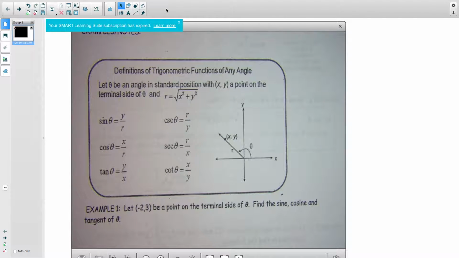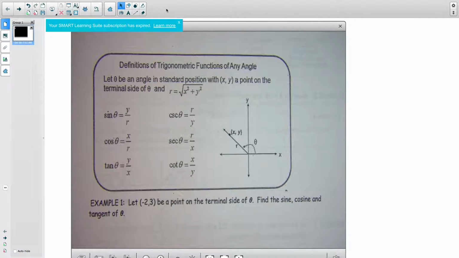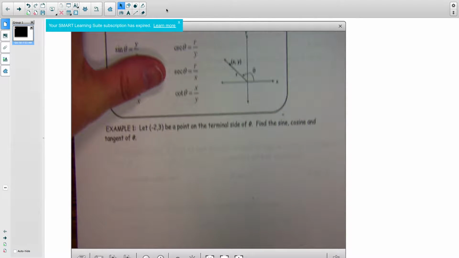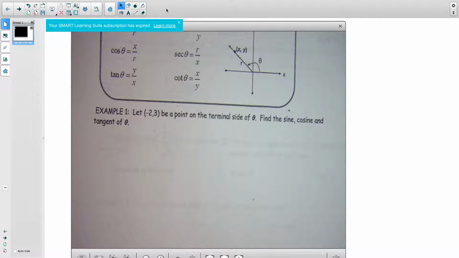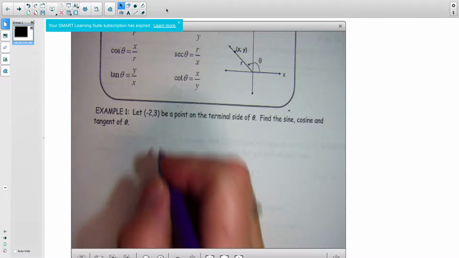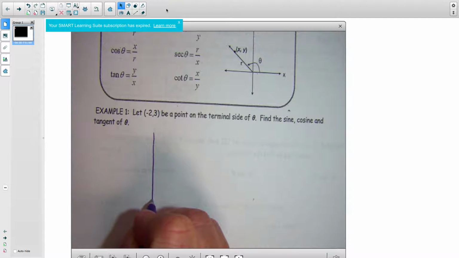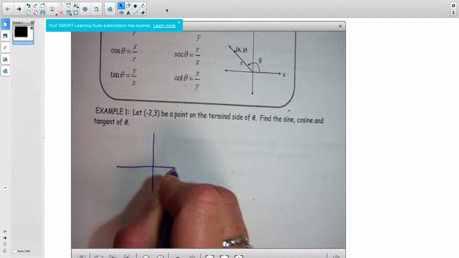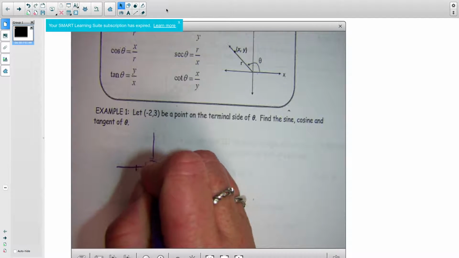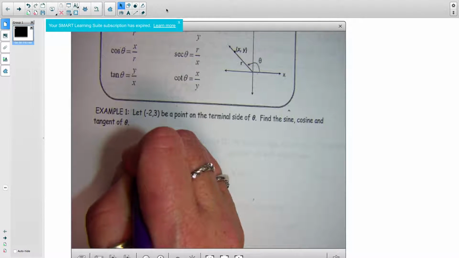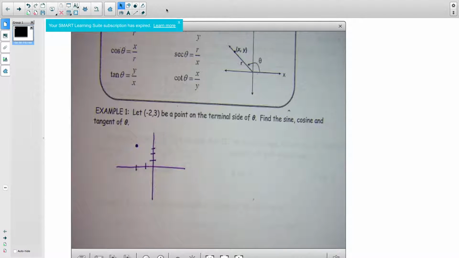Yes, I have this memorized just because of the many times that I've taught it. But you don't have to memorize it. You have enough things in your brain. How else can you do this without memorizing it? Well, let's plot this point, -2, 3. That's this point right here.